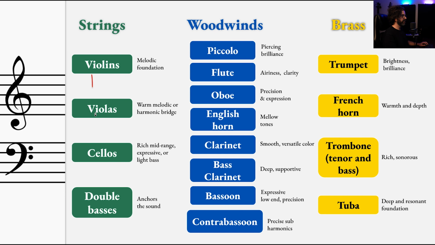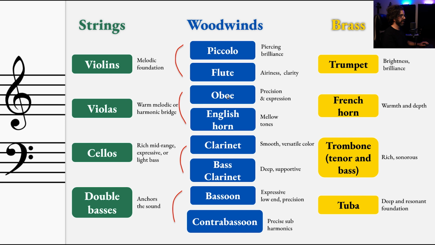We have the violins, the viola, the cello, and the double bass. In the woodwind section, we have a lot more instruments. So we have the piccolo and the flute, which are in the same family, the oboe and the English horn, which are in the same family as well, the clarinet and the bass clarinet in the same family as well, and the bassoon, contrabassoon in the same family as well.